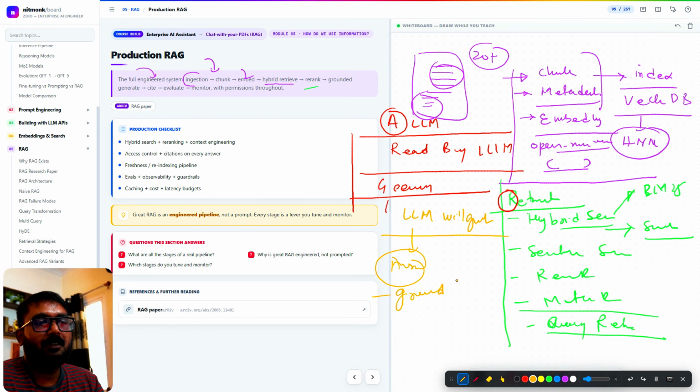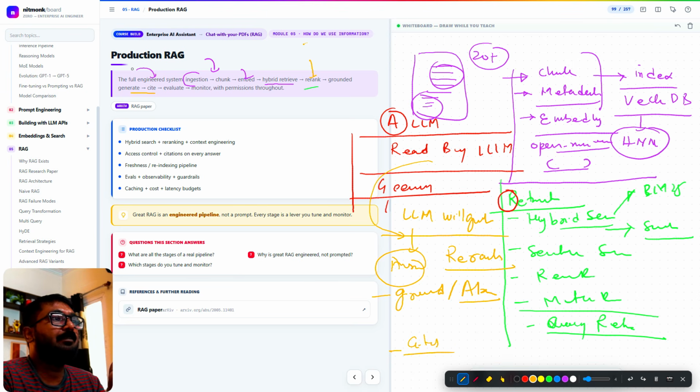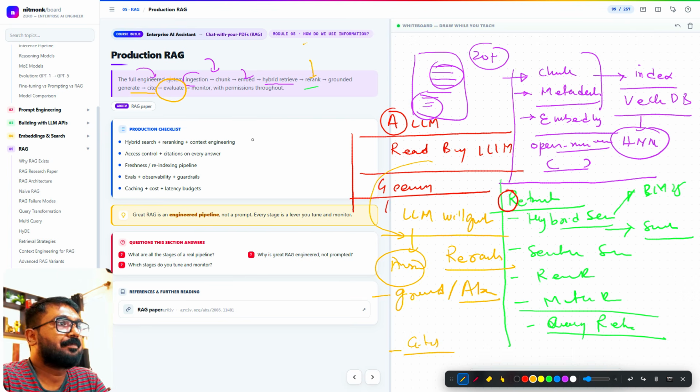We apply grounding, we apply abstaining, and even once the retrieval comes and gives the data to the LLM to rewrite, we apply re-ranking. After re-ranking, we apply grounding, and then we cite exactly where this is coming from, and then we evaluate it. You understood the recall, the faithfulness. Then monitor it with permission, throughput, and we also care about RBAC, role-based access control.